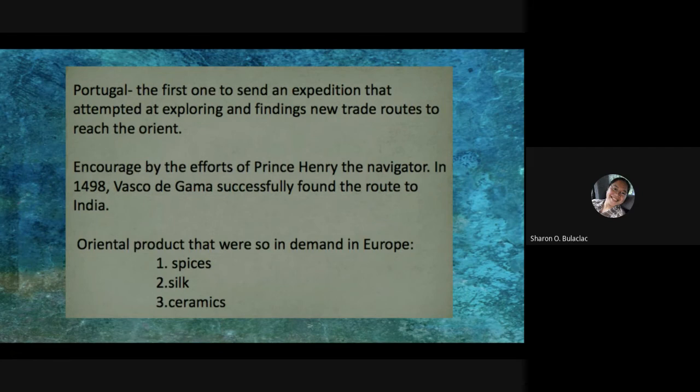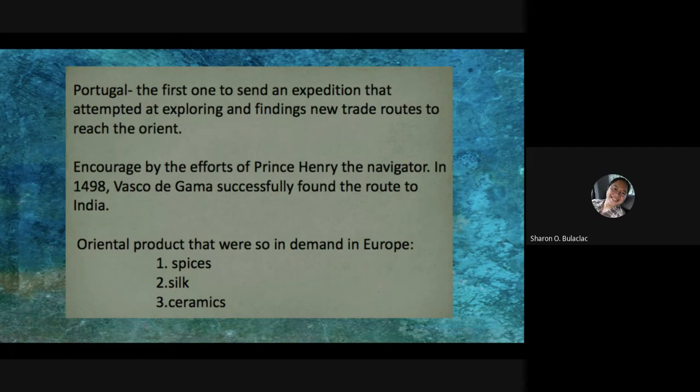But of course, at that time, mahirap siyang gawin din. Pero meron silang development of navigational tools and instruments. So, mas confident sila. The first one to actually send an expedition was Portugal. So the first one to send an expedition that attempted at exploring and finding new trade routes to reach the Orient or Asia. So you have Prince Henry the Navigator. He even built navigational schools, and they became successful.